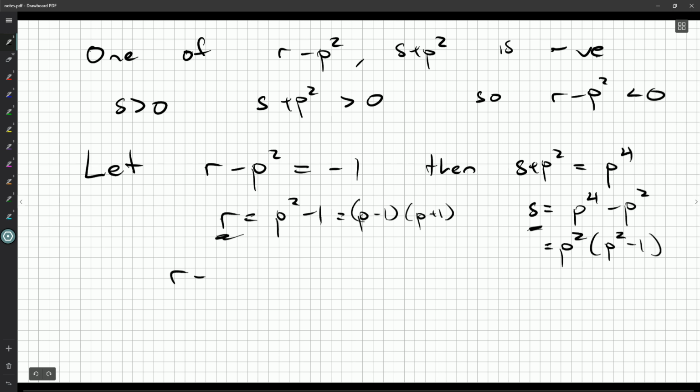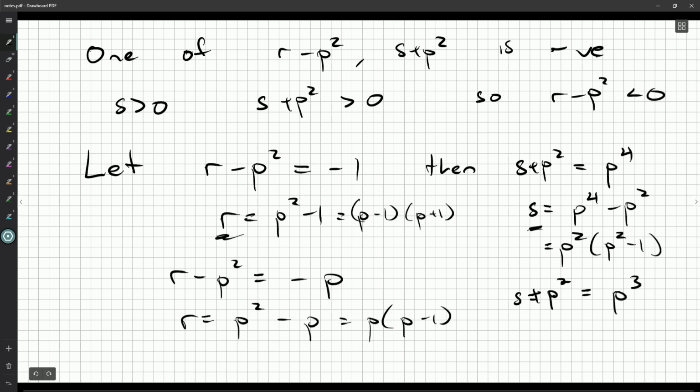We can also let r minus p squared, what's the other possibility? Minus p would work just fine. So r would be p squared minus p. And that would mean s plus p squared has to be the remaining factor of p to the 3. So s is p cubed minus p squared. And there we go. So these are at least 2 possible pairs. That wasn't so bad.